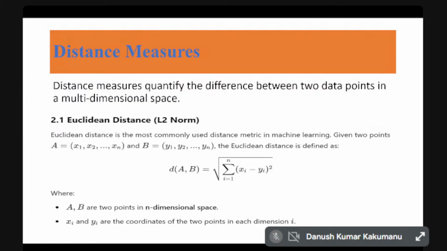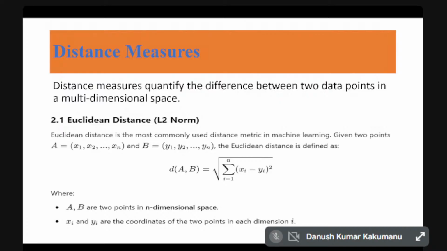Finish. So stop and look at the book. You can see the formula. Two points are there, A and B. The formula is the square root of the summation of the square of the difference between the two points.